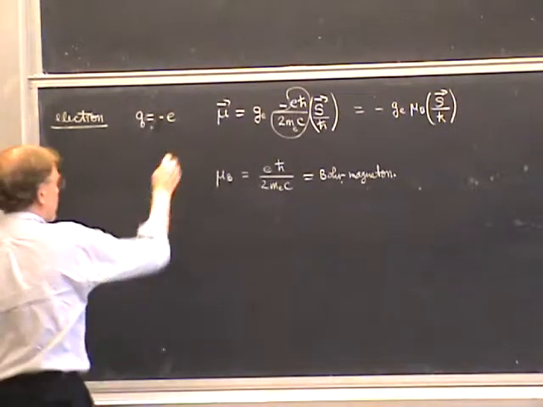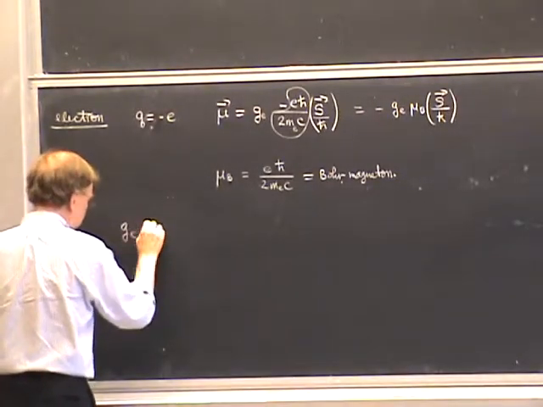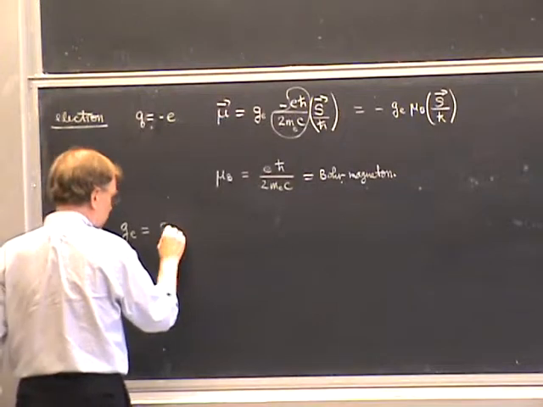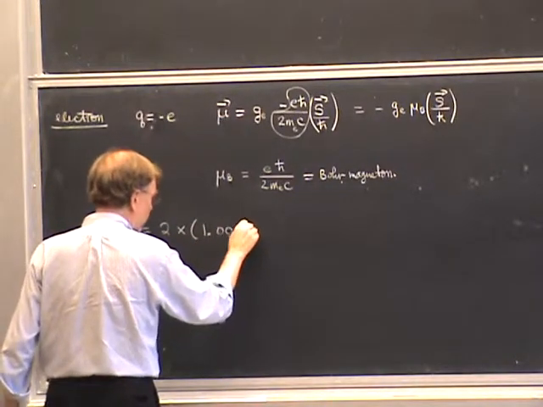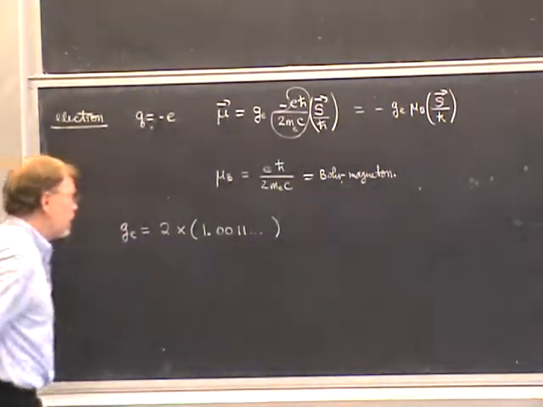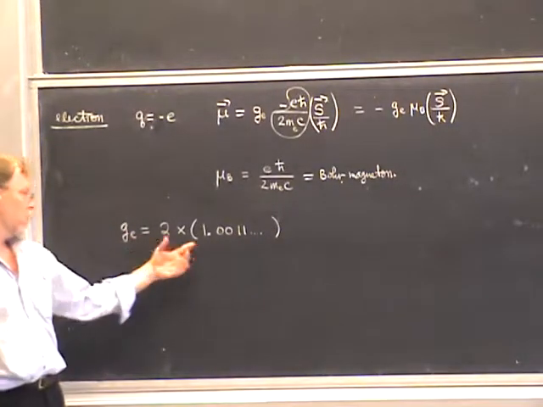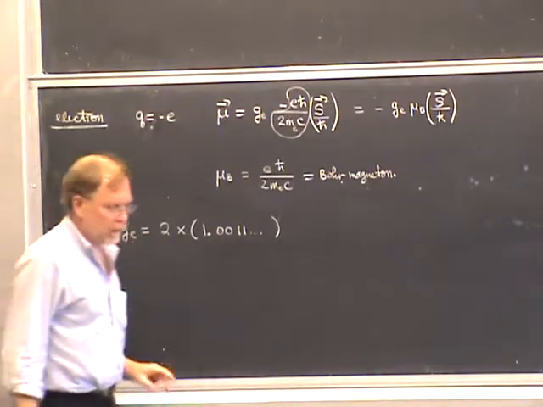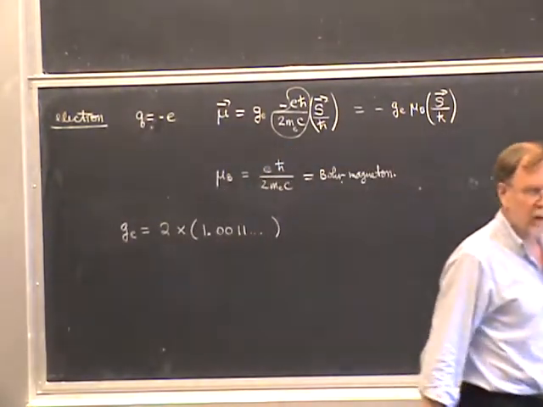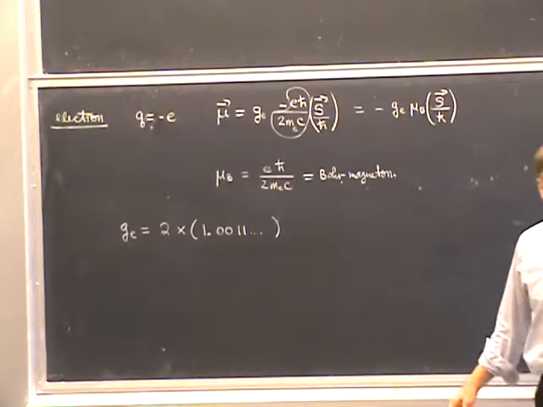Now, about the G factor for the electron, the G factor is equal to the following value. It can be written this way, 2 times the number 1.0011... It's very closely equal to 2. It's 2 with a small correction. In fact, the G factor equal to 2 is something that emerges automatically from the Dirac equation.